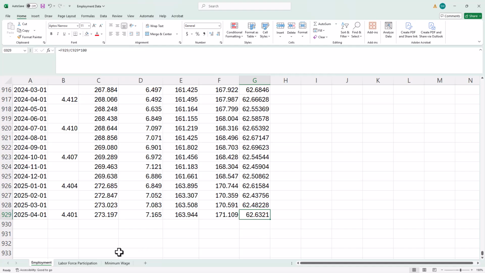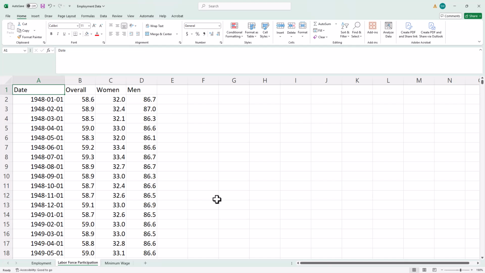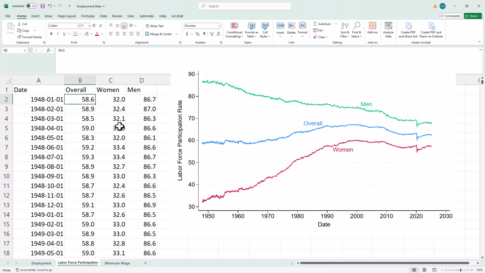To get into a little bit more detail on participation rates, I'm going to jump over here to this second tab and look at the participation rate broken out between women, men, and then our overall figures, which will match the numbers that I just calculated on the previous page. You can see that back in the 1940s, the labor force participation for women was only 32%, whereas for men, it was over 86%. Big difference there.